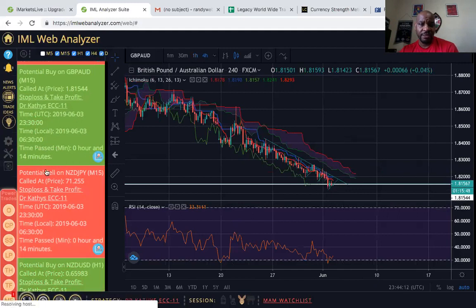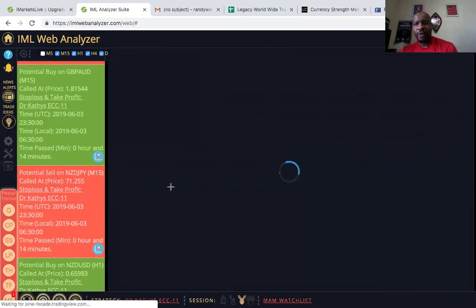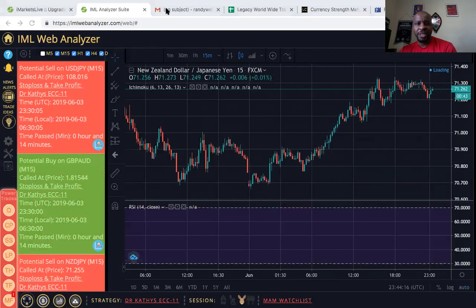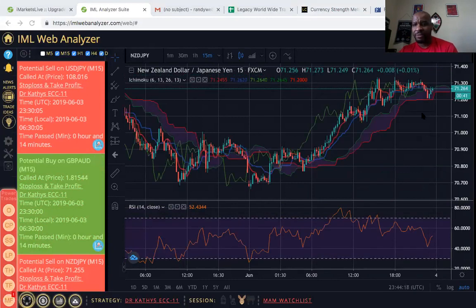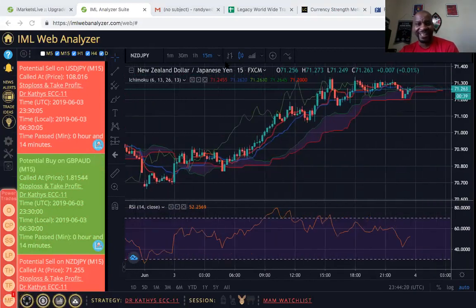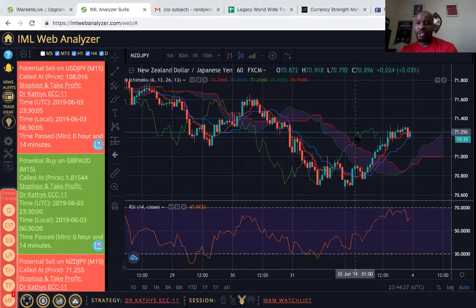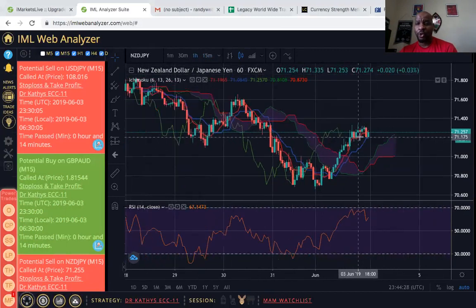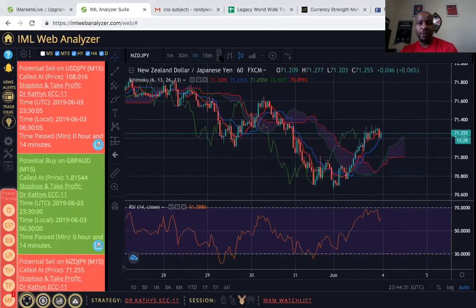Okay, we got NZD JPY. Me and NZD JPY, we got a love-hate relationship, but let me see if we can work something out. So first things first, trend. We're identifying that it's an uptrend on the 15-minute chart. Let's look at the 1 hour. It's going into an uptrend on the 1 hour. This is cool, a little pullback there, no big deal. 4 hour, let's look at that.